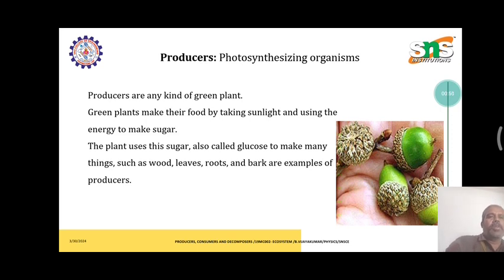The photosynthetic organisms are the producers. Producers are any kind of green plants. Green plants make their own food by taking sunlight and using the energy to make sugar. Plants use this sugar, also called glucose, to make many things such as wood, leaves, fruits and bark. These are examples of the producers.